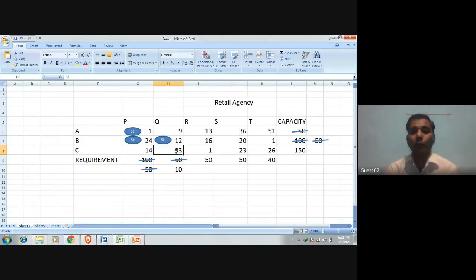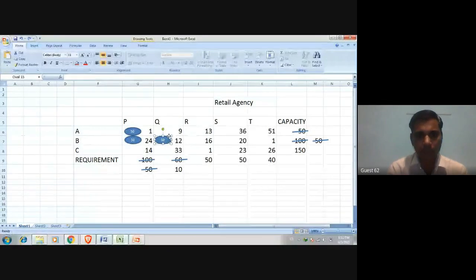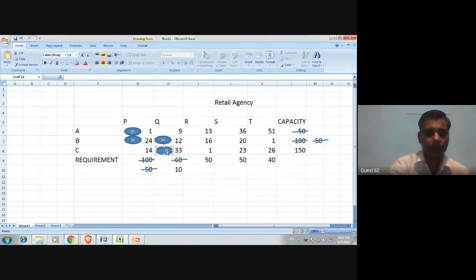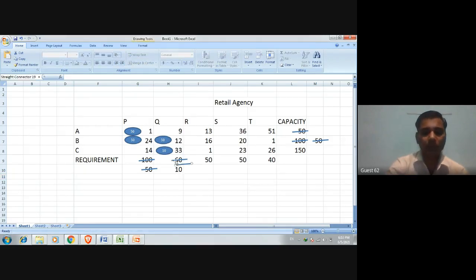Sorry, second column, which is the requirement of 10 units of retail agency Q. So we will allocate 10 units to the requirement of the retail agency Q. We have allocated 10 units to the retail agency Q. Now the requirement of Q has been fulfilled, so we will cross it.